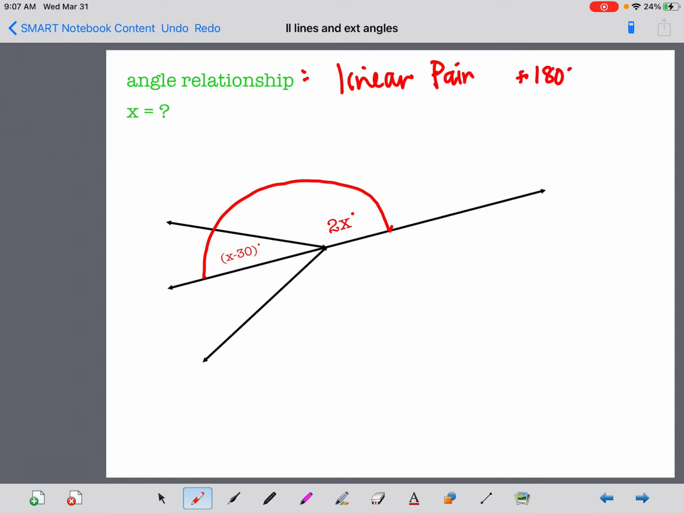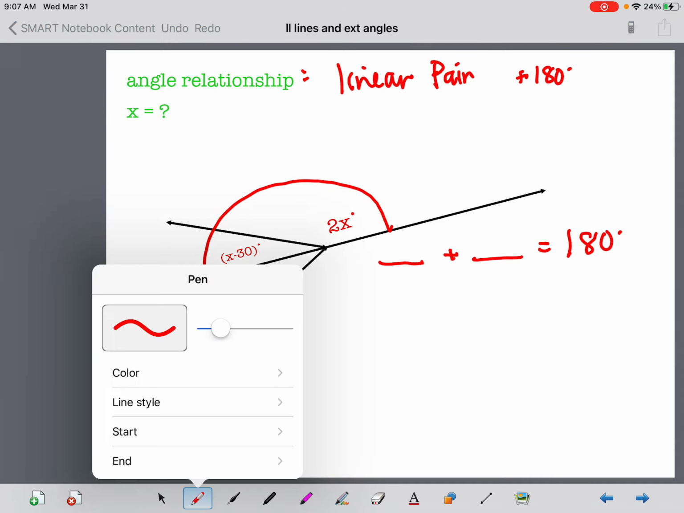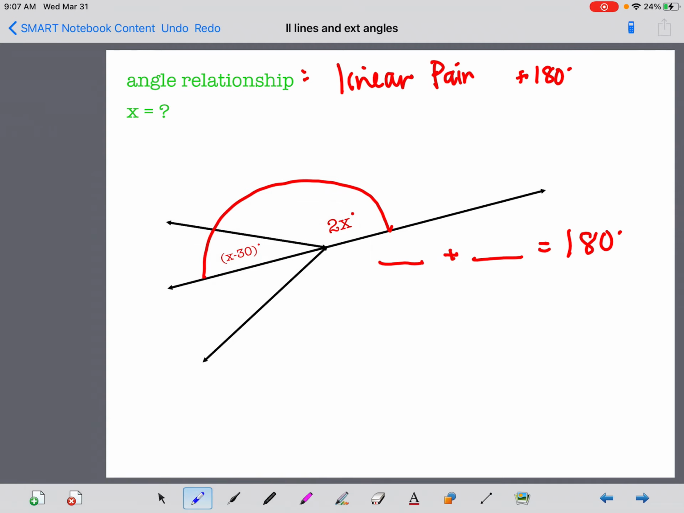So if I'm looking at my setup, I want angle 1 plus angle 2. I better erase that. I want to make sure I give myself enough room on here to be able to solve the equation. So I'm going to set it up. I'm going to make it up here just a little bit better. All right. So I know angle 1 plus angle 2, and I can just call either one of these angles 1 or 2, right? This is going to be 1, this is going to be 2. And so angle 1 is x minus 30, and angle 2 is 2x.